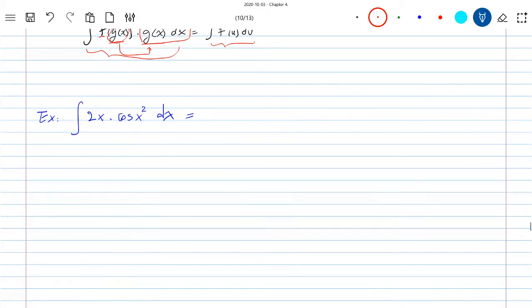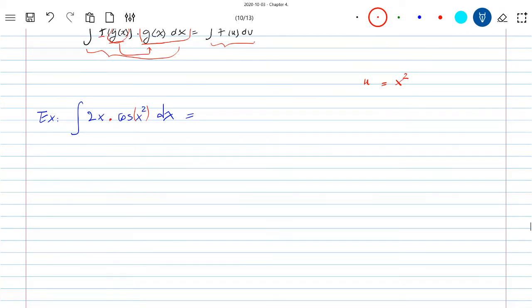Let's say you're given this example and they ask you to figure out this integral. You see there is a product between 2x and cosine x squared. And it doesn't look that easy to calculate the integral, finding the antiderivative. So what we can do is look at the inside function x squared and say, okay, what if I call x squared to be a new variable? Let's call it u. I will define u to be x squared.